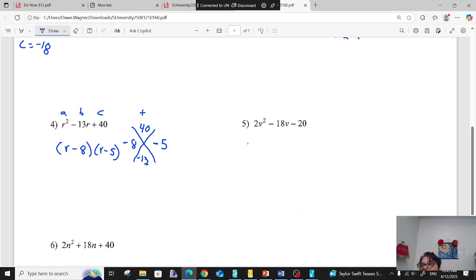Okay, for this one, you are going to have to factor first. So, what number do all three terms have in common? 2. So, I'm going to divide each one of these by 2 before I factor. So, I'm going to have 2 parentheses v to the second power minus 9v minus 10. Right? Now I'm going to do the big X. This will be A, B, C.